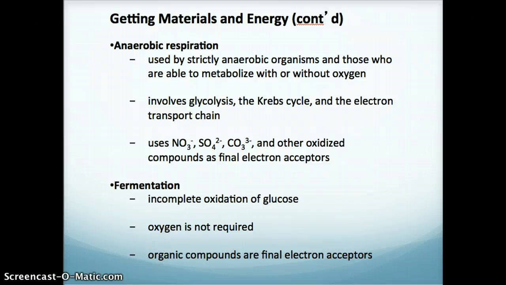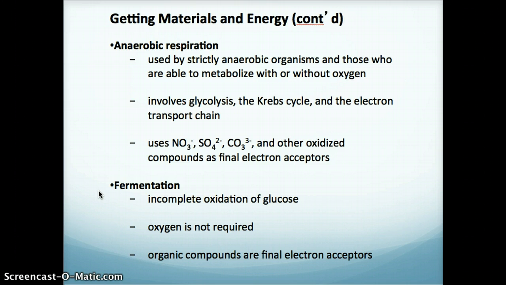When we look at anaerobic respiration, so without oxygen, this form of respiration is used by strict anaerobic organisms and also those that are capable or are facultative anaerobes. So they can metabolize with or without oxygen. It also involves glycolysis, the Krebs cycle, and the electron transport chain. This one differs, though, in that it does not use free oxygen as its final compound to accept the electrons. It uses other compounds. And then the last in that pathway, 3 pathways, is fermentation.